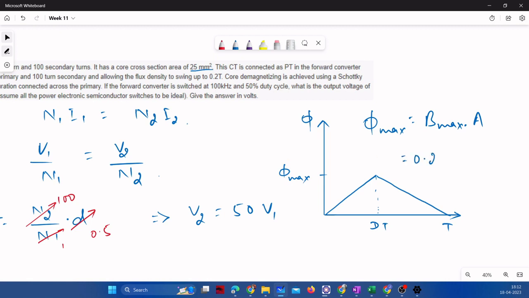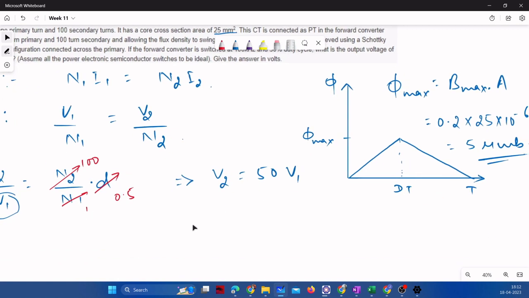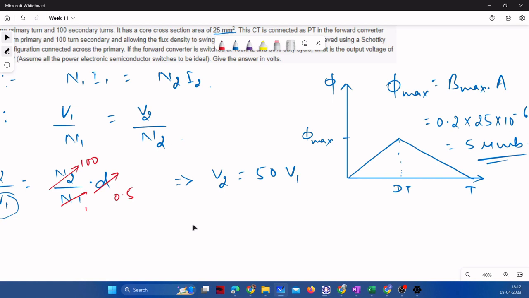So, I will compute it: 0.2 into 25 into 10 raised to power minus 6. So it is 5 microweber, right? Yes, sir. It is fine till this point. Now, since we have found the phi max, and as we know from the forward converter, the flux should start from 0 and it should reset at 0.